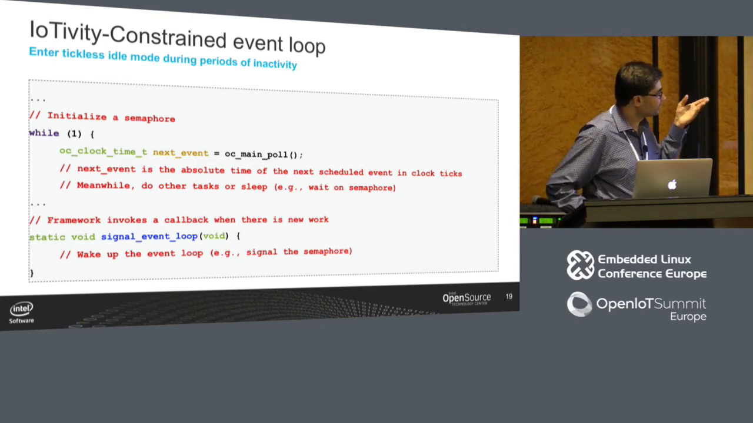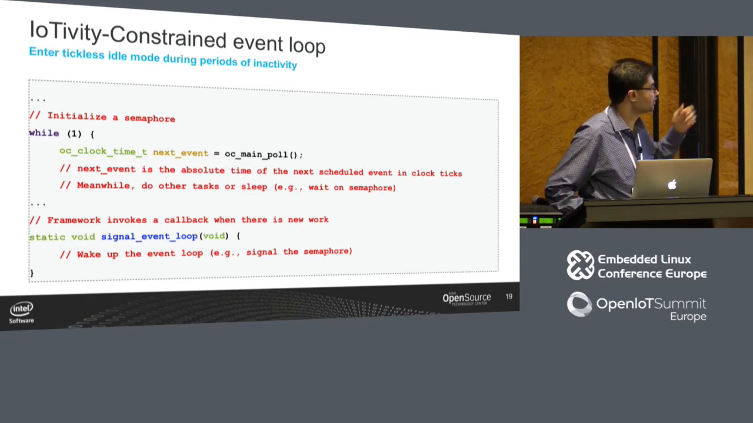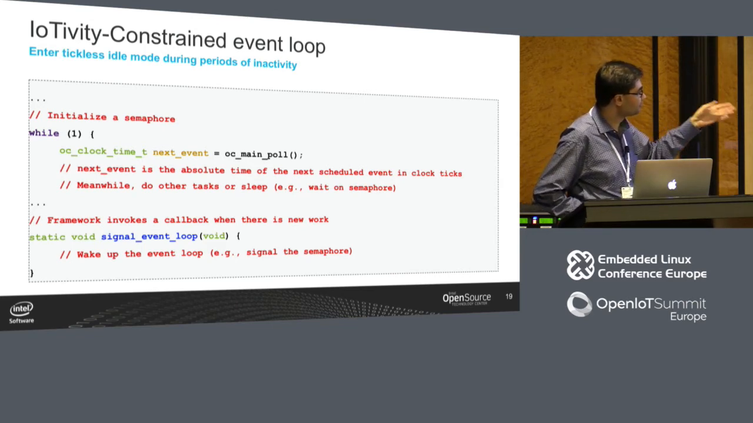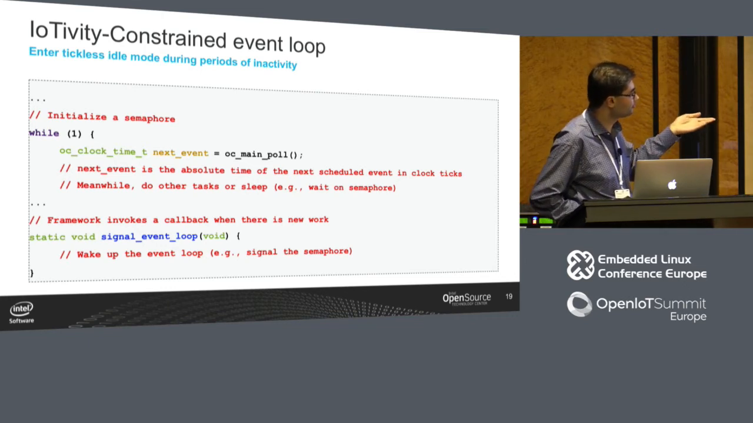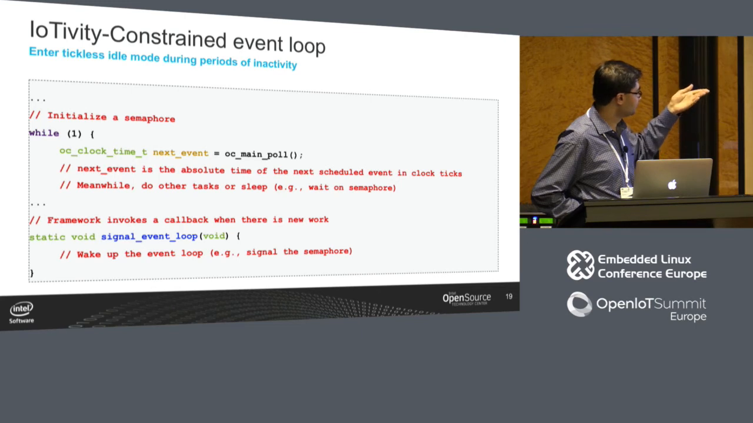The application can now wait on the semaphore either indefinitely or for a period of time. The signal event loop callback, which is registered by the application, can be implemented to signal the semaphore. Underneath, the framework invokes the signal event loop function when there is new work, since it is aware of any such activity, which can come in two forms: either an incoming request or response, or the application itself posting an interrupt event for processing. Once it invokes the signal event loop function, it would signal the semaphore, and then the event loop could resume execution.